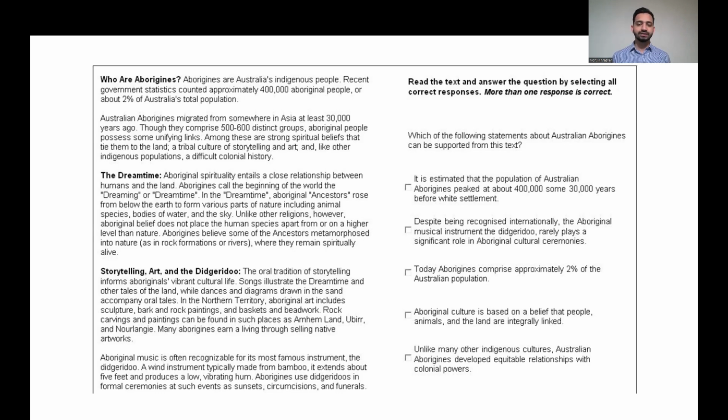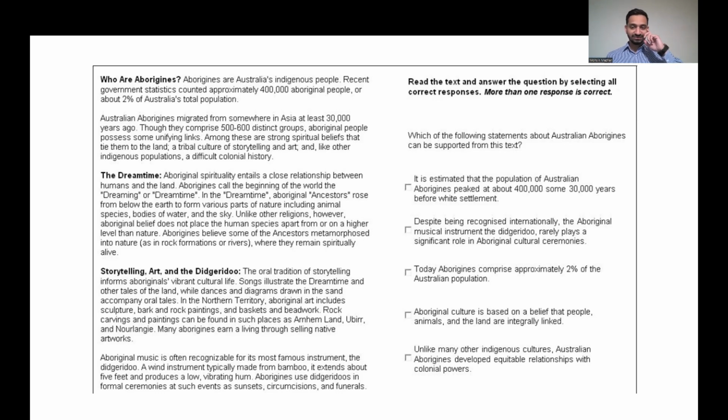So the first statement is, it is estimated that the population of Australian Aborigines peaked at about 400,000 some 30 years before white settlement. Okay, so we're going to read that out. There are some numbers, so we will be scanning for those numbers and identifying those. Second statement is, despite being recognized internationally, the Aboriginal musical instrument, the didgeridoo, rarely plays a significant role in Aboriginal cultural ceremonies. So we'll be scanning for didgeridoo.